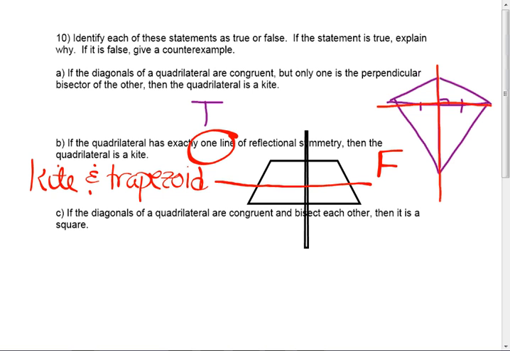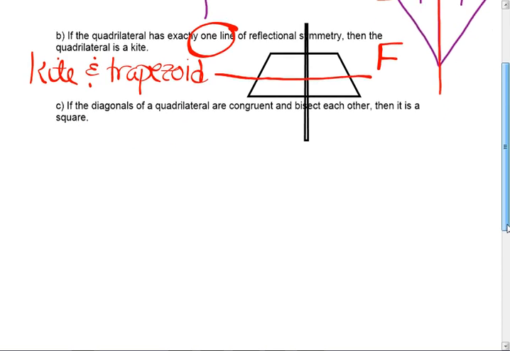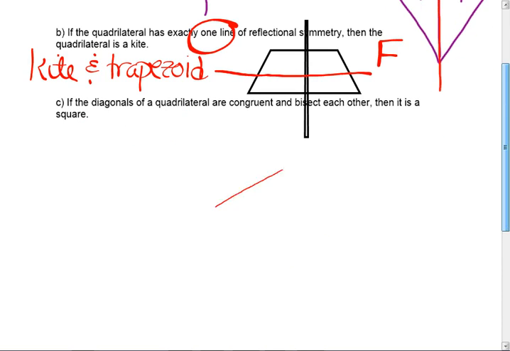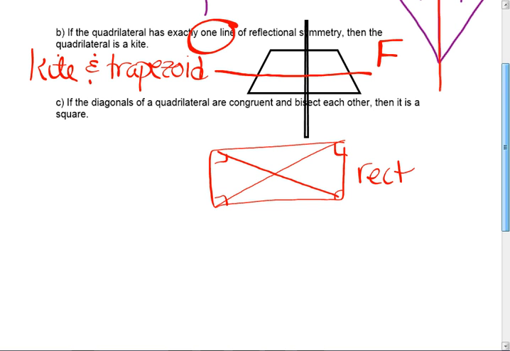Now, letter C, if the diagonals are congruent and bisect each other, so these are congruent and they bisect each other, is that a square? Is that a square? Yeah. No, it's not. It's a rectangle. Yes. Could be a square. Does it have to be a square? Yeah, they do. The diagonals on a parallelogram bisect each other, but they're also congruent.